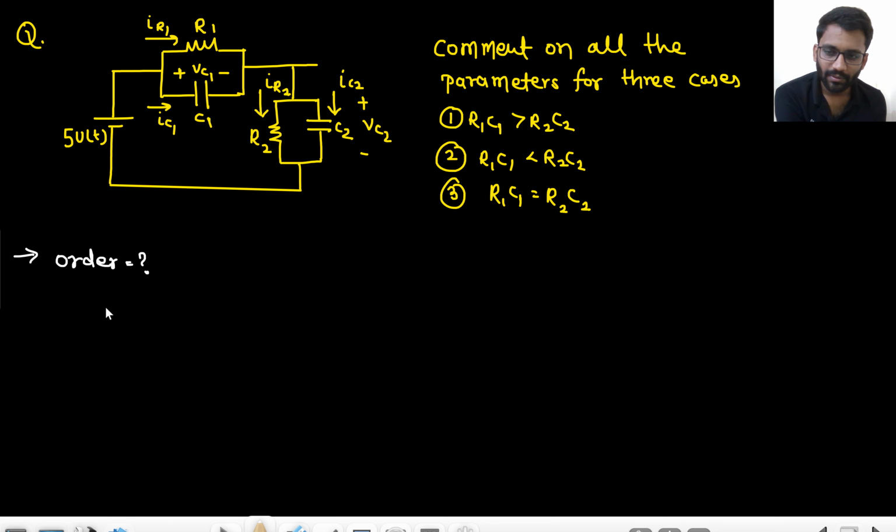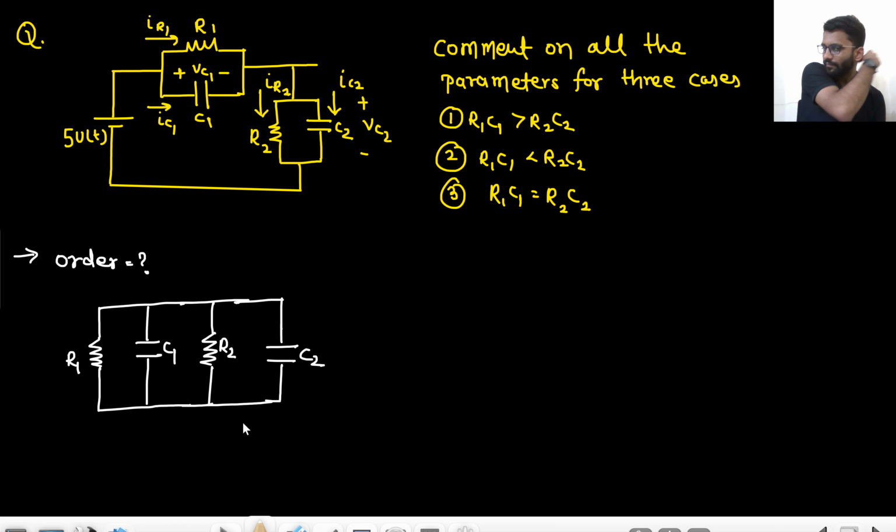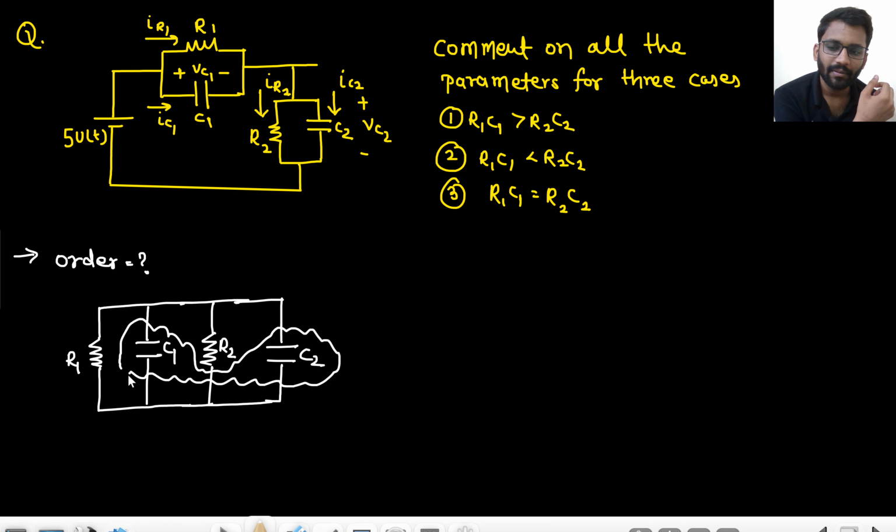Short circuit the input. Short circuiting the input, the parallel combination of R1C1 has one end connected to the ground and the other end connected to the parallel combination of R2C2. So R1, C1, R2, C2. Right? So tell me what will be the C effective? This C1 and this C2 both are in parallel, right? So C effective is C1 plus C2.